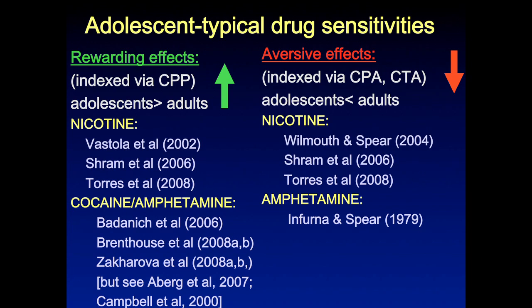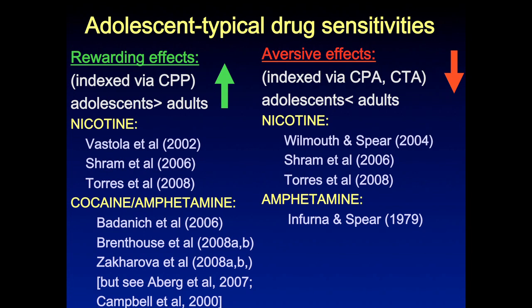You can see adolescents are less sensitive to the aversive effects of nicotine and amphetamine. One of the interesting things about these nicotine studies is you can see this within the same study: at low doses, adolescents are more sensitive to the positive reinforcing effects of nicotine than adults, whereas at higher doses, it's harder to get them to show an aversion to nicotine relative to adults.